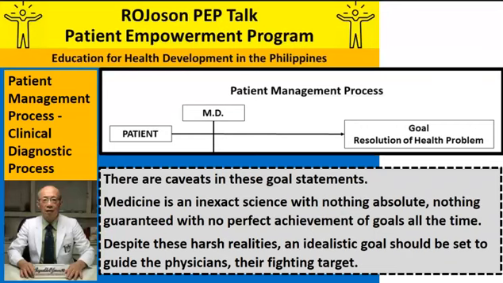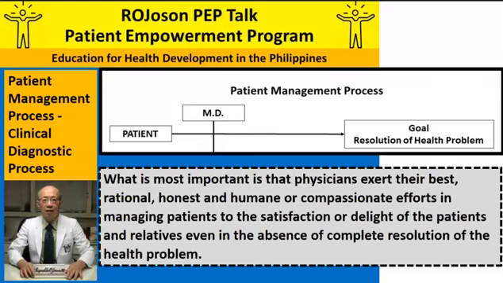There are caveats in these goal statements. Medicine is an inexact science with nothing absolute, nothing guaranteed, with no perfect achievement of goals all the time. Despite these harsh realities, an idealistic goal should be set to guide the physicians, their fighting target. What is most important is that physicians exert their best, rational, honest, and humane or compassionate efforts in managing patients to the satisfaction or delight of the patients and relatives, even in the absence of complete resolution of the health problem.